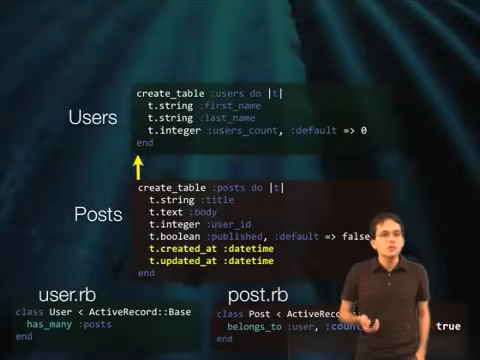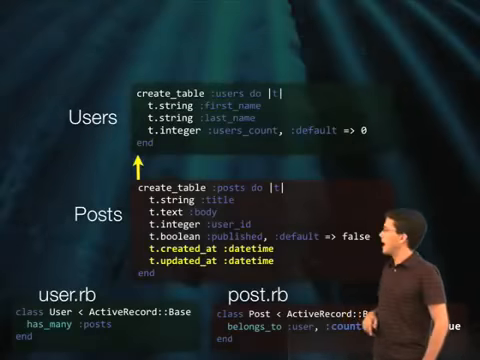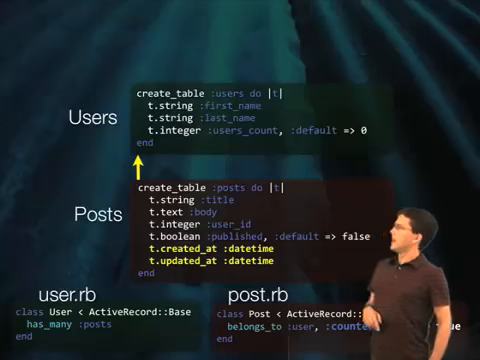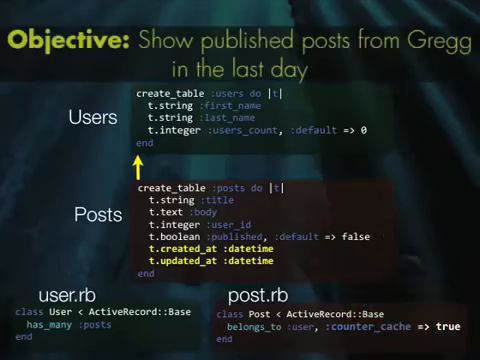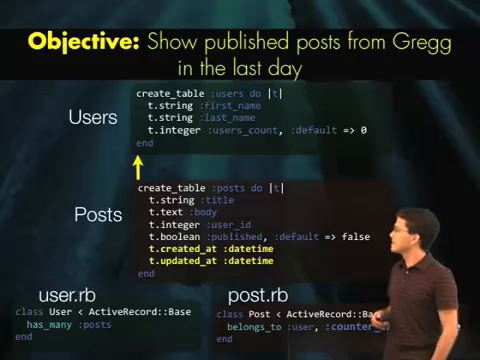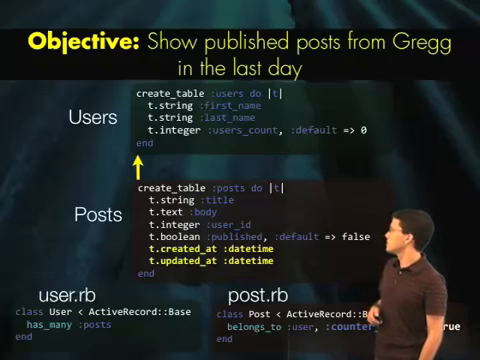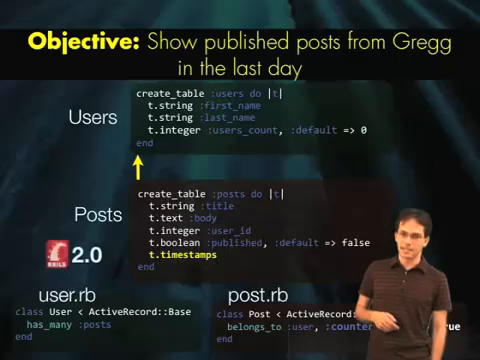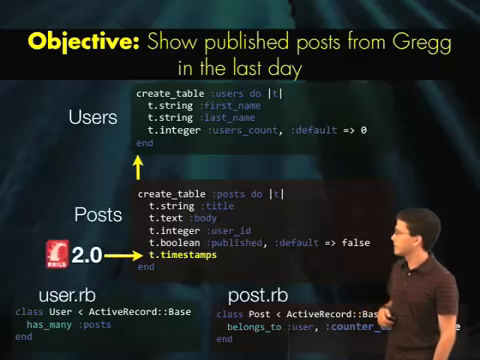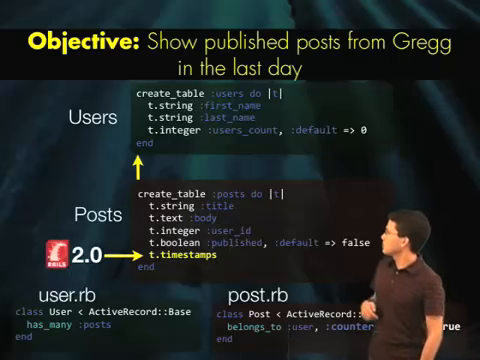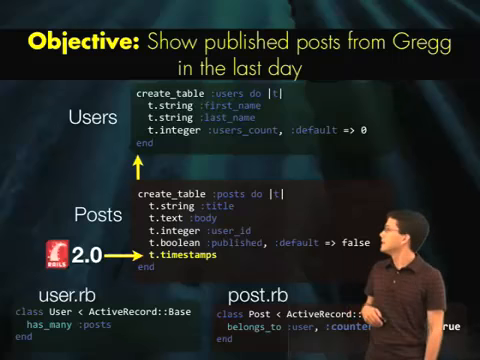Now let's go ahead and add two more fields to the schema. We're going to add a created at field and an updated at field. With Rails 2.0, we can simplify this, of course, to just t.timestamps. Our objective here is to show the published posts from Greg in the last day.